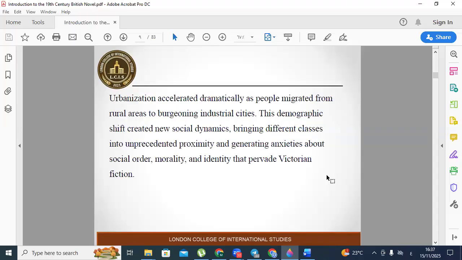Urbanization accelerated dramatically as people migrated from rural areas to burgeoning industrial cities. This demographic shift created new social dynamics, bringing different classes into unprecedented proximity and generating anxieties about social order, morality, and identity that pervade Victorian fiction.